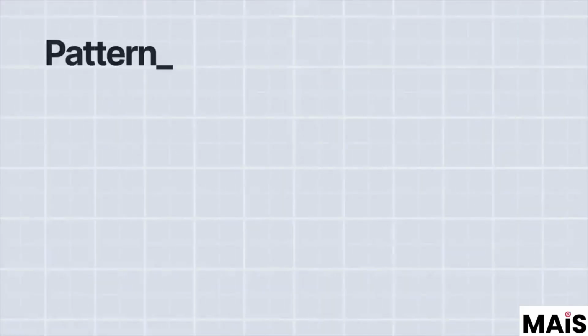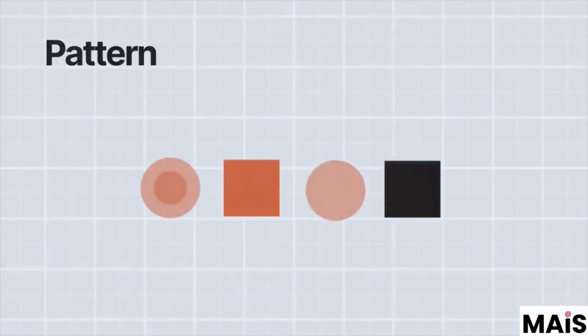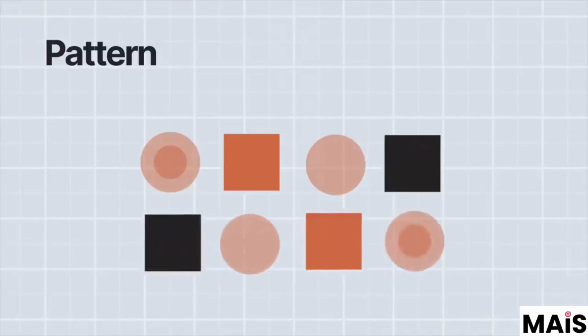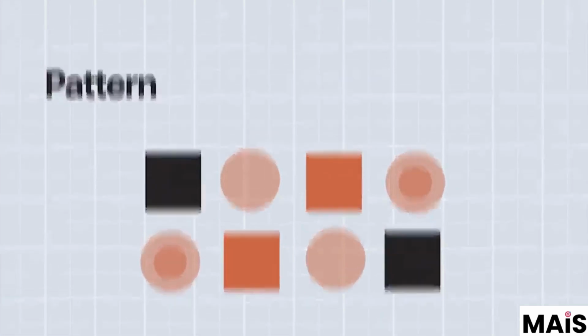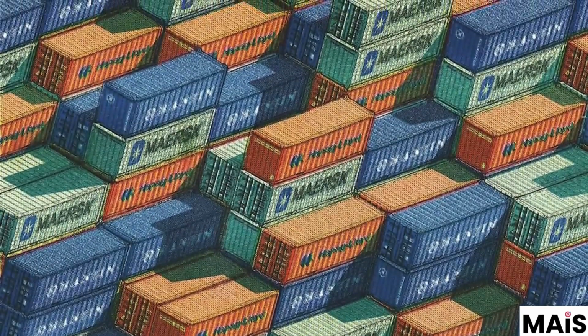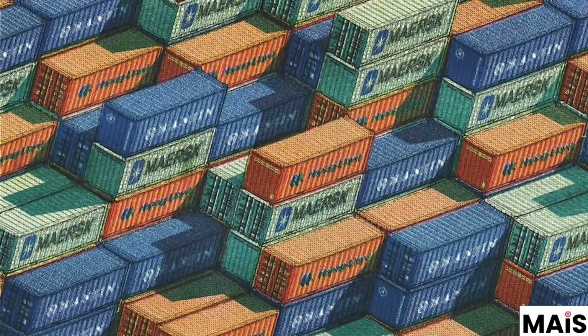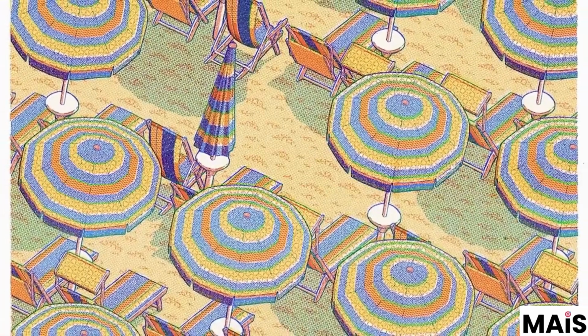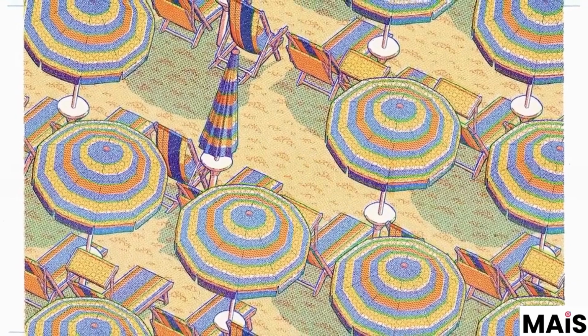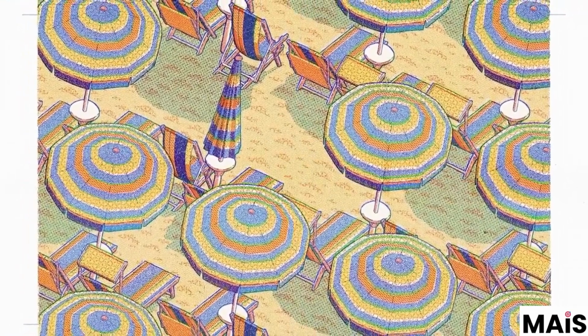Next up, we have pattern, and pattern is the repetition of more than one design element. While repetition focuses on a single element being repeated, pattern refers to multiple elements repeated throughout a design, like wallpapers and backgrounds. You can see seamless patterns predominantly in interior design when using tiles or wallpapers.